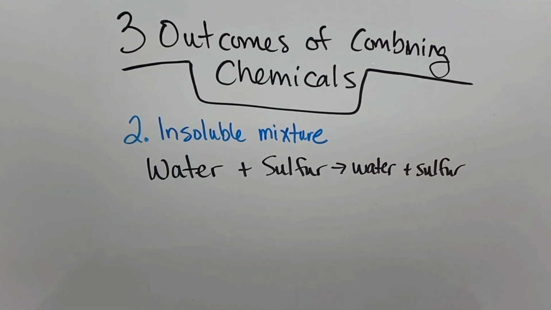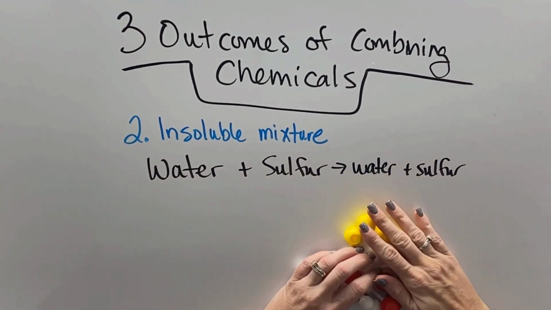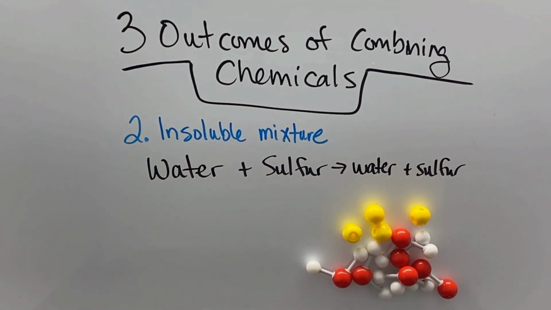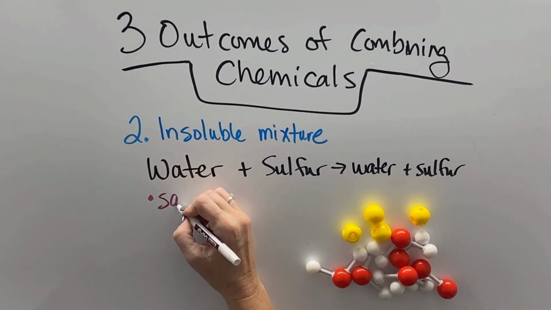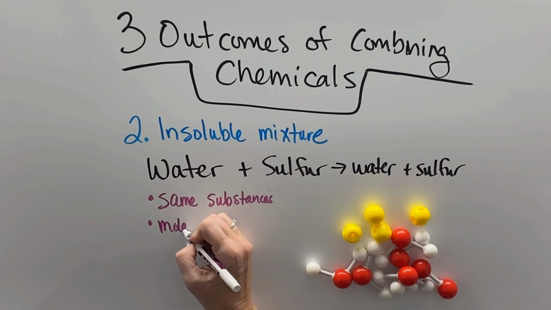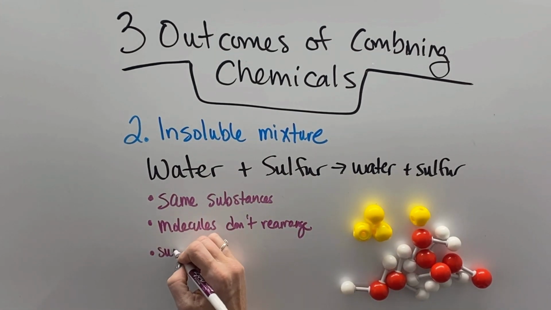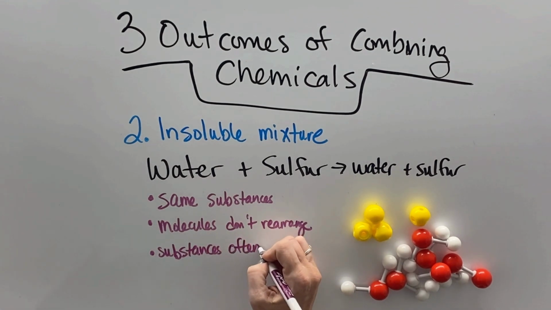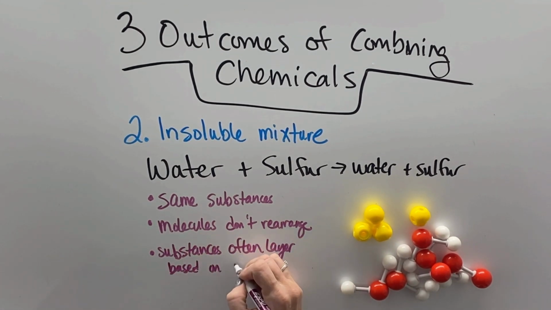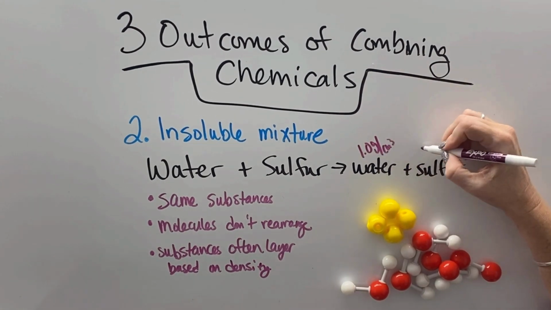The second thing that can happen when we mix chemicals together is that we would say they don't mix. Scientists would say that's an insoluble mixture. Like when we take water and sulfur and we put them into a container, you would just wind up with water and sulfur. The same substances are present as they were before you put them together. The molecules are not rearranging, and the substances will often layer out based on their density because they did not react with each other, and they have those different densities.